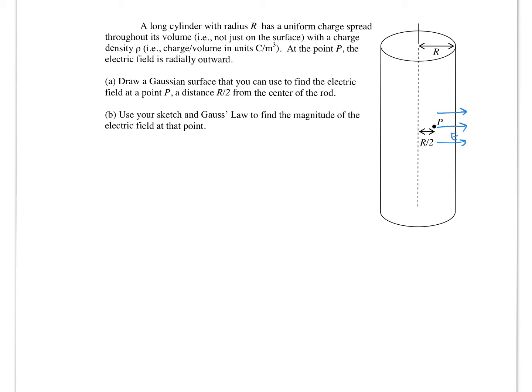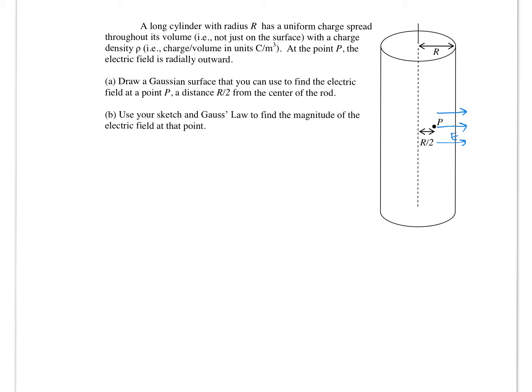Now note that this is only going to work because we're in the center of the rod. If we were near the ends of this rod, we wouldn't have this electric field pointing radially outward. But since we're in the middle, we're okay. Okay, so our electric field points radially outward, and for part A, we're asked to draw the Gaussian surface that we're going to use to find the electric field.